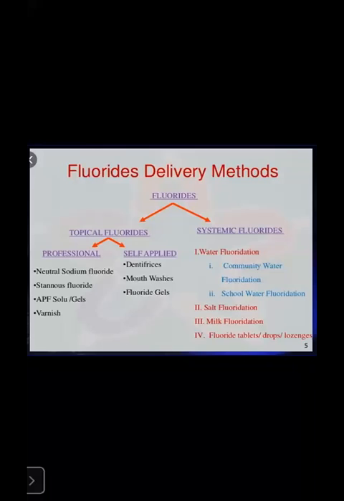One is topical fluoride, in which you will apply the fluoride directly on the teeth, and the second is systemic fluoride, where the fluoride will reach the teeth or bone through the blood. Now, if you see topical fluoride, again it is of two types: professionally applied and self-applied. This screen is very important because this will clear all the doubts related to the fluoride delivery methods. Topical fluoride: professionally applied and self-applied.